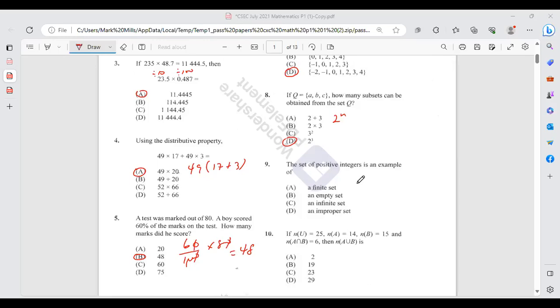Number 9. The set of positive integers is an example of what? C. Infinite, right? That would be an infinite set.